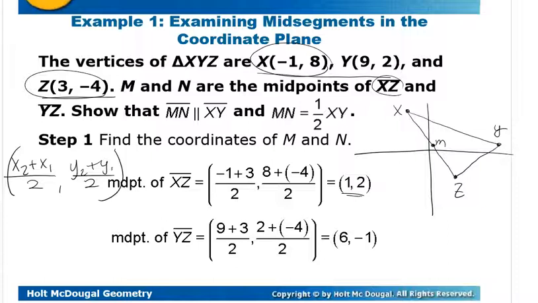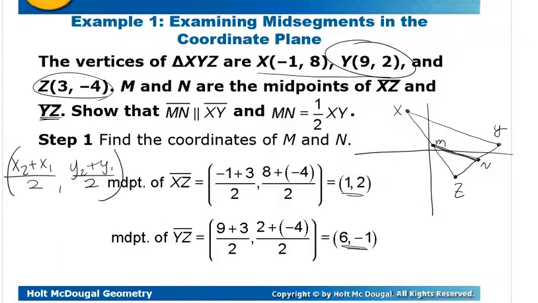Now, where's our other midpoint? It's going to be along this side, YZ. So let's put N over there, and let's figure out what that is. We're going to look at Y and Z, and we're going to plug it into the midpoint formula. And we get (6, -1), which is somewhere right here, N. And let's connect those. And you don't have to graph this. This is just a great visual to see. So this is the midsegment, it looks like.